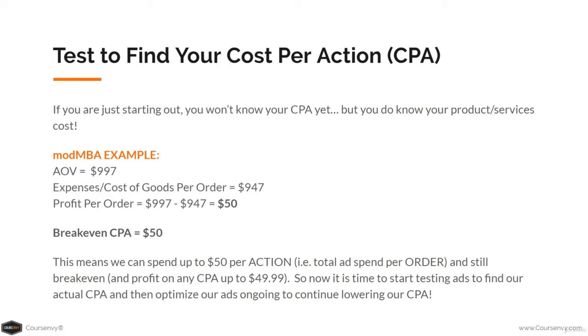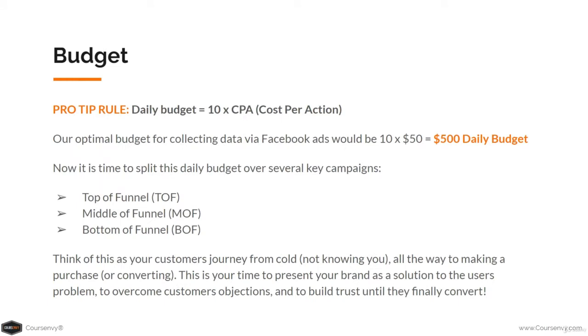So our goal is to get our CPA under 50. So we want to optimize our ads to get this lowest CPA. So now it is time to start testing ads to find our actual CPA and then optimize our ads ongoing to continue to lower our CPA. So remember my pro tip, daily budget equals 10 times your CPA. So our optimal budget for this specific product to collect enough data via Facebook ads would be 10 times $50 equals $500 daily budget. So now it is time to split our daily budget over several key campaigns.